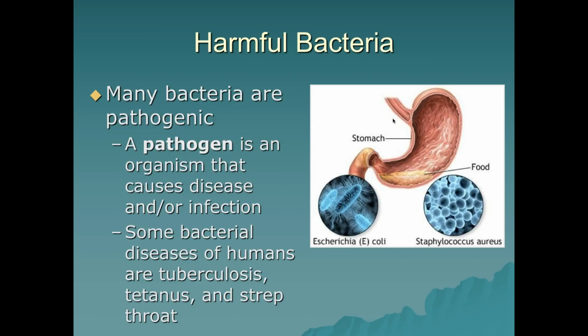Some bacterial diseases of humans are tuberculosis, tetanus, and strep throat. Here you kind of have an image of a stomach. E. coli, this is your image if you've ever heard E. coli before. And staph, this is an image of the bacteria for staph.